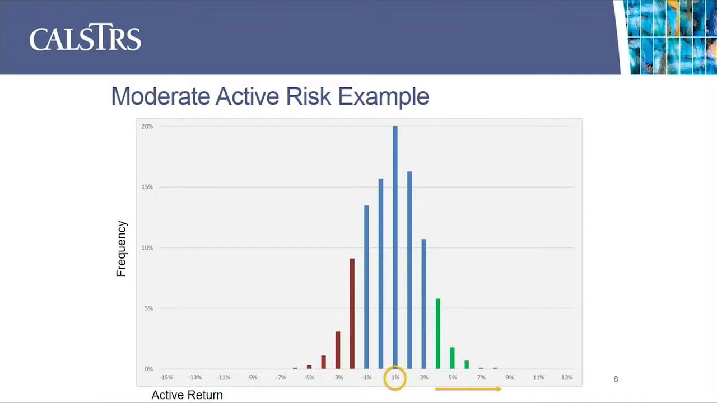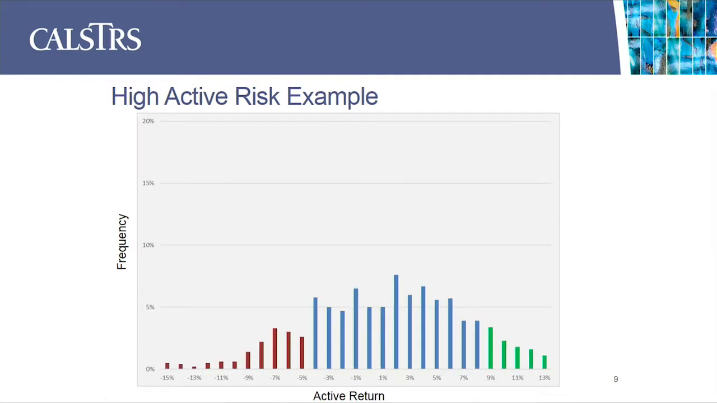The returns greater than 1 standard deviation are shown in green, and the returns less than -1 standard deviation are shown in red. So while the probability of extreme active returns is low, this portfolio could outperform by 8% or underperform by -6%. The last example is a high active risk portfolio, and it has an active risk of 6%. As you can see on the chart, the return distribution is much wider than the previous example. With this portfolio, you can achieve very high returns, up to 13%, or you could underperform relative to the index in a left tail event and underperform by -15%.